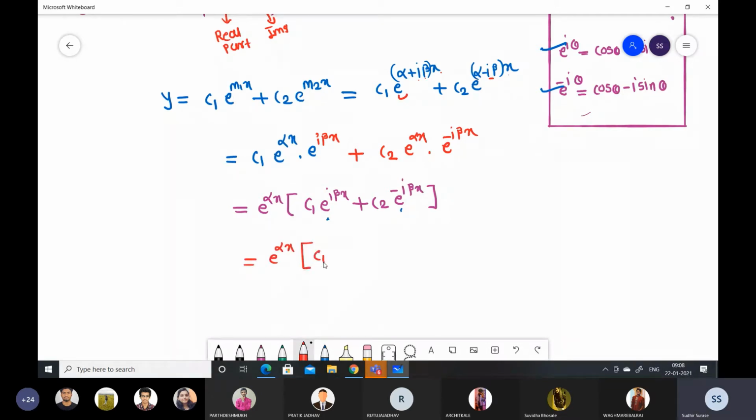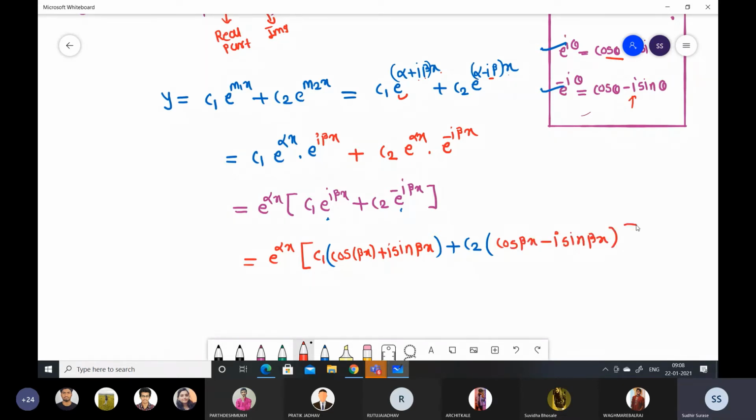C1 e to the power i beta x can be written as cos theta plus i sin theta, so cos beta x plus i times sine beta x. Let me put a round bracket here. And for the second term, C2 times, you can use the second formula. Instead of i, if you have negative i, then you write negative i here. So cos beta x minus i sine beta x.